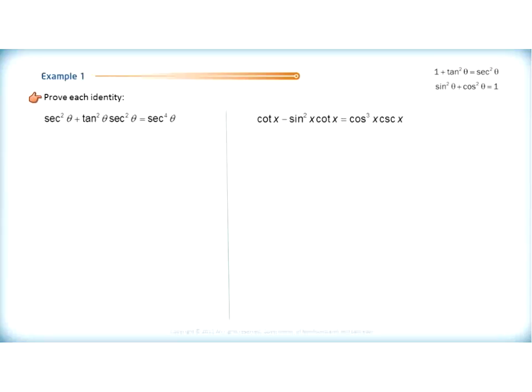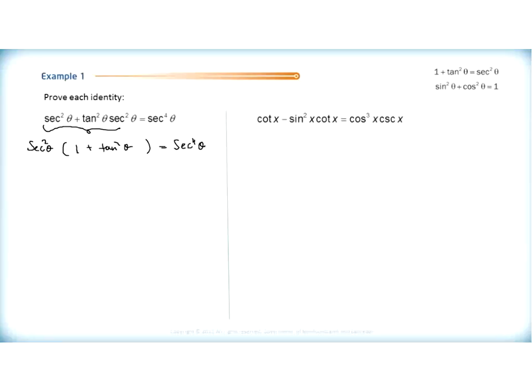Prove each identity. Well, the first one, I got secant squared plus tan squared times secant squared equals secant to the fourth. The very first rule in factoring is to remove a common factor, if one exists. Here, if you look closely at the left side of the equation, you can see that secant squared theta is a common factor. So if I remove that as a common factor, I get secant squared theta outside of 1 plus tan squared theta. Got to equal secant to the fourth theta.